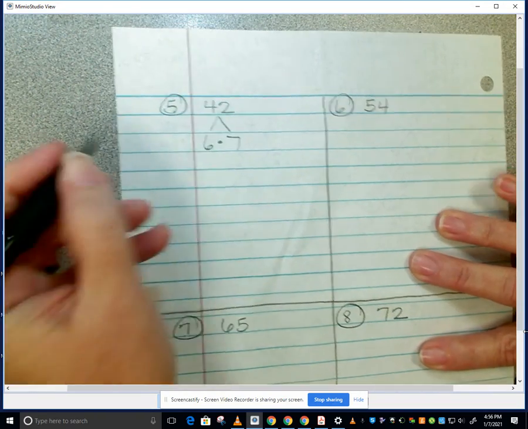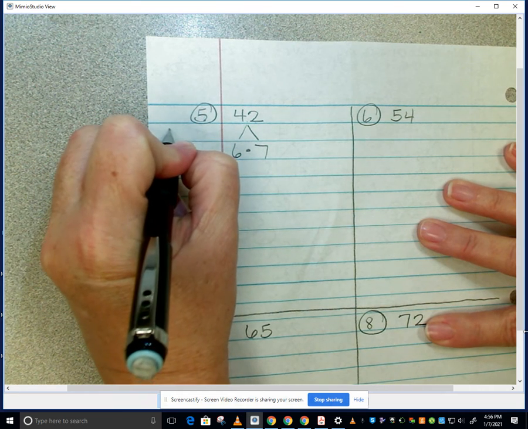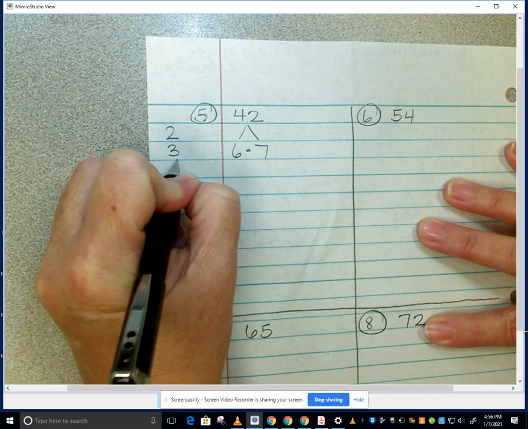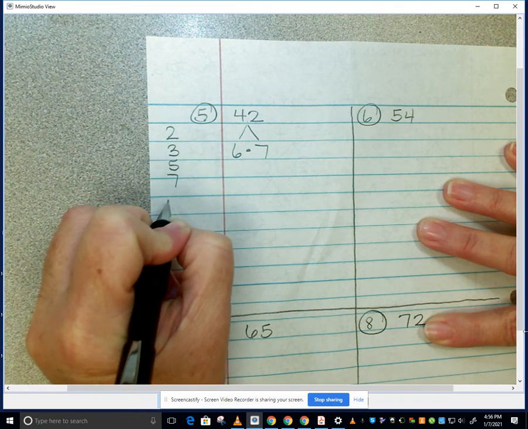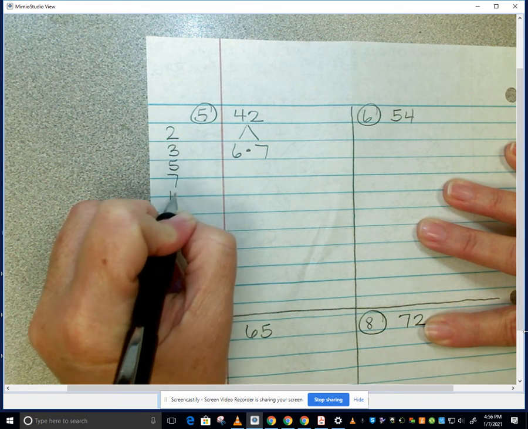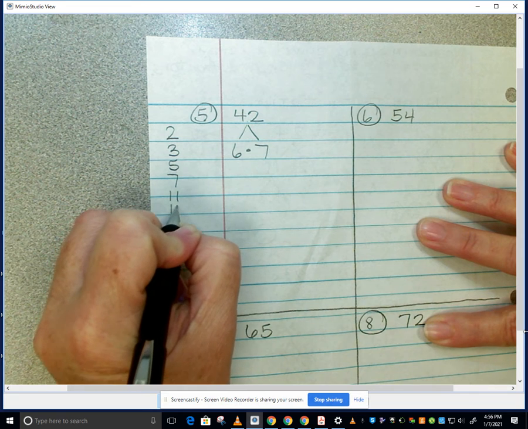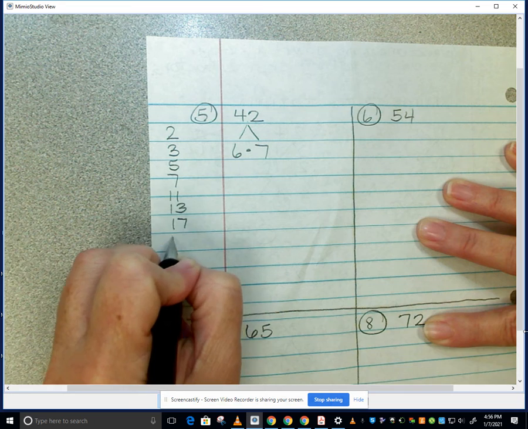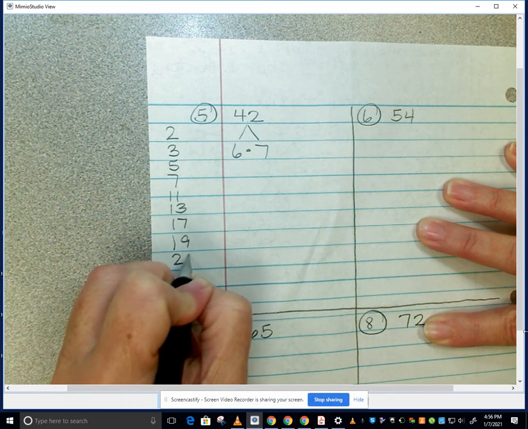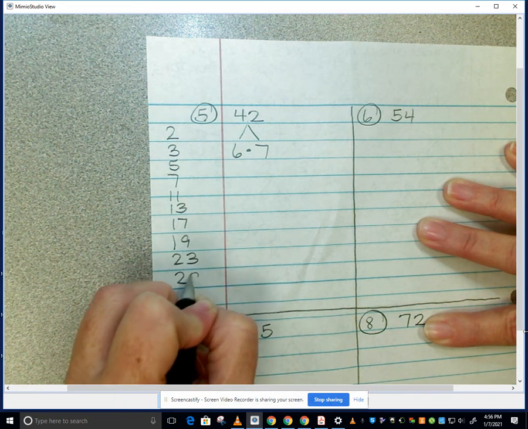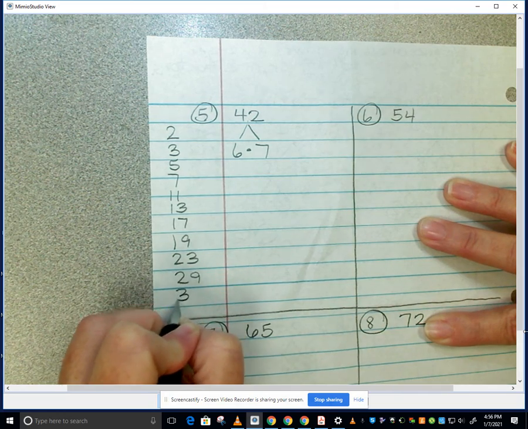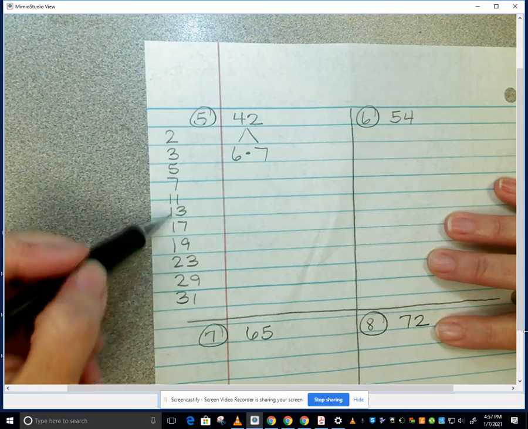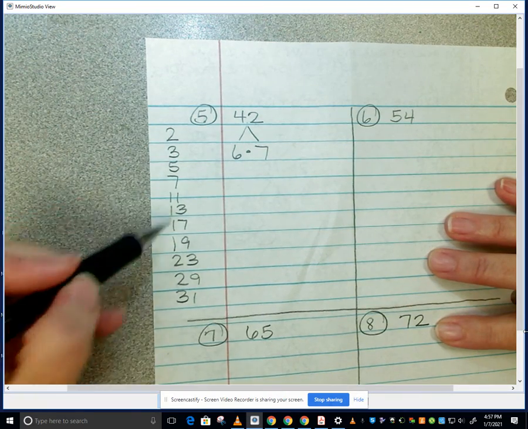Now, remember, let me write my prime numbers over here just a minute. We had 2, 3, 5, 7, 11, 13, 17, and like I said, the list goes on and on. 19, I could do 23, 29, 31. See, it keeps going. But we don't need these higher numbers usually. We can stick with these lower ones.